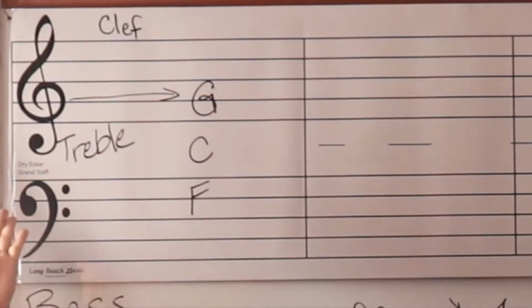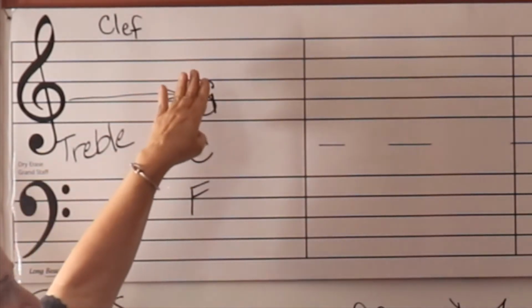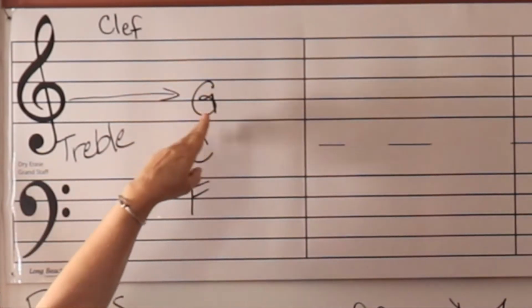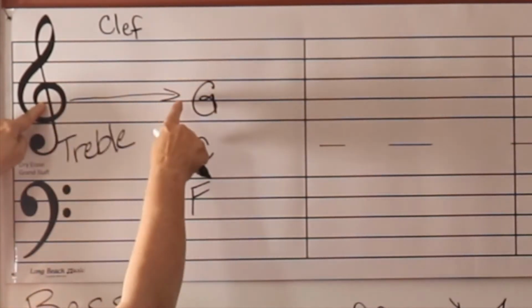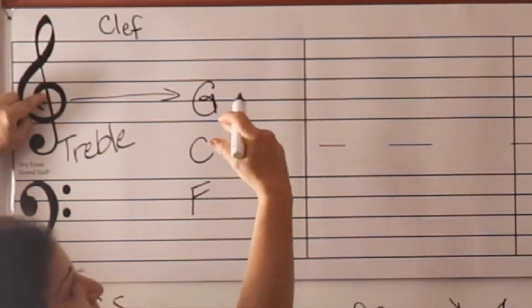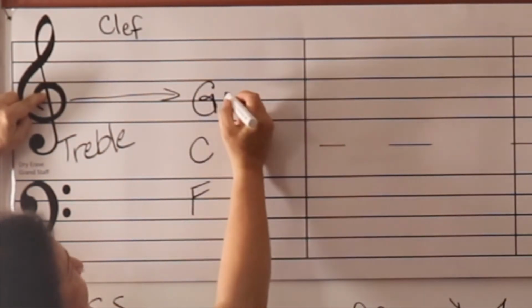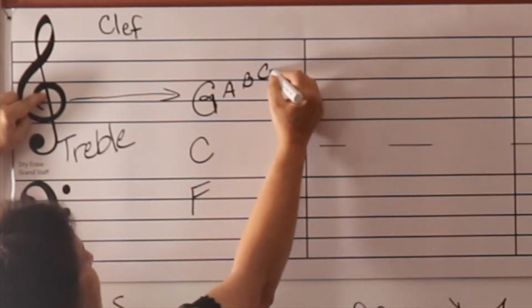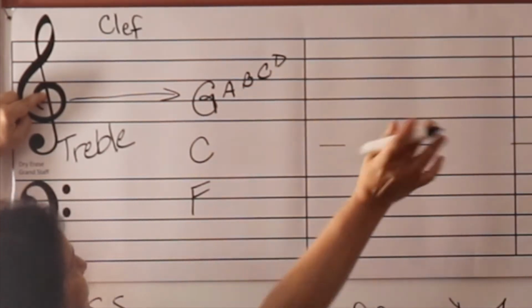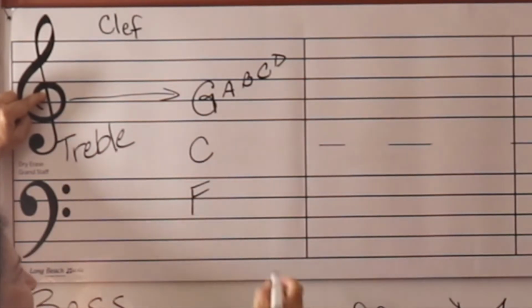So we can understand the name of the note just by looking at the clef and all the notes that go up and down from there. Of course, we know that line is G. So that's the end of our musical alphabet. The next one would be A, then B, then C, then D, and so forth and so on. This middle line was C.